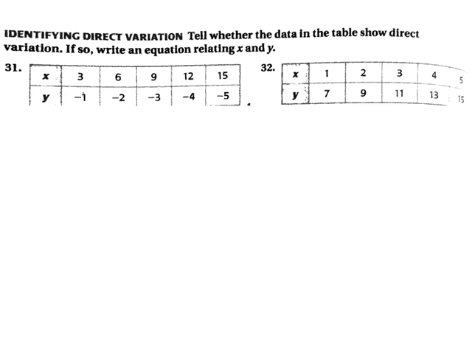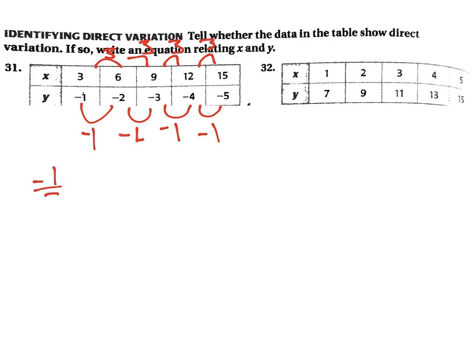Last one here says, tell whether the data in the table show direct variation. If so, write an equation relating x and y. Well, let's just write an equation of this table. Okay, my rise in this is -1. My run is 3. So my slope is -1/3. M equals -1/3. If I wanted to write an equation to this, first I'd have to find the y-intercept.